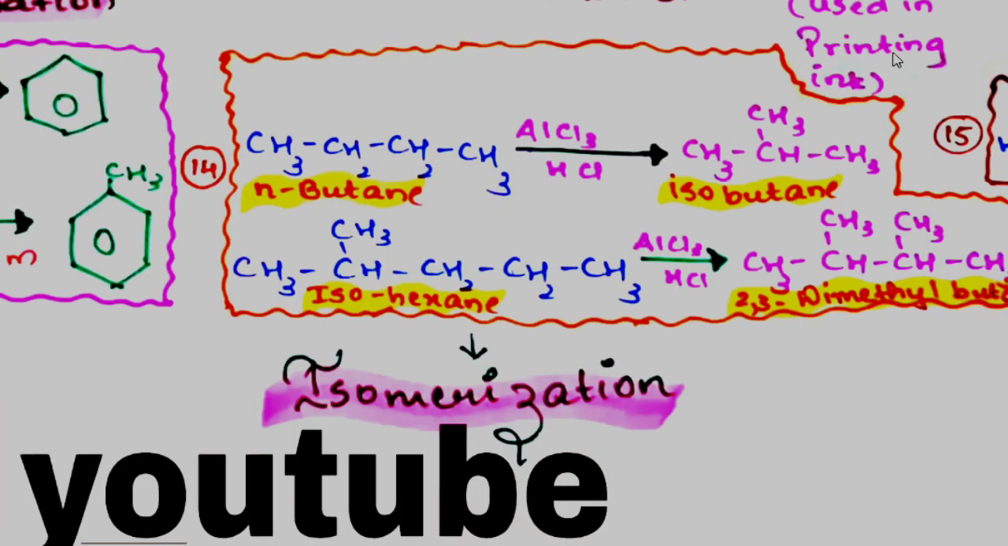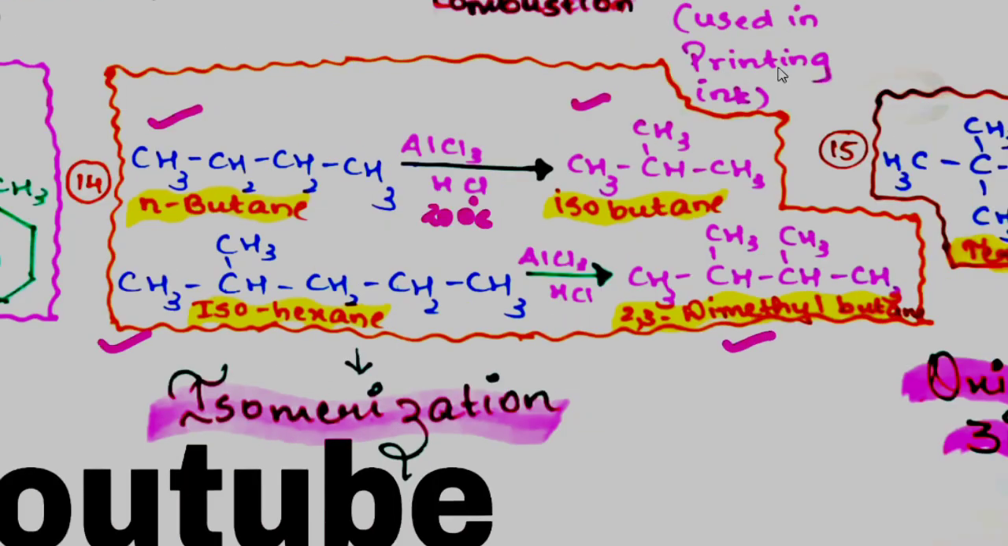Now coming to isomerization. Unbranched chain alkanes, on heating with aluminum chloride and HCl at 200 degrees Celsius, are converted into branched chain alkanes. Branched chain alkanes convert into more branched chain alkanes. As you can see, the straight chain is getting converted to branched, and the branched is getting converted to more branched chain compounds.